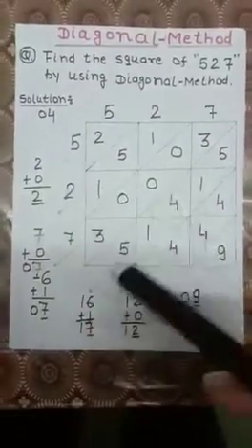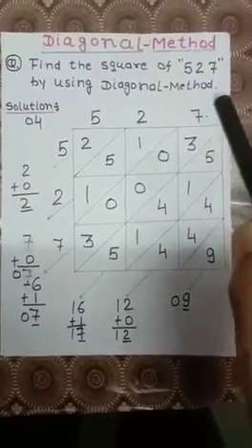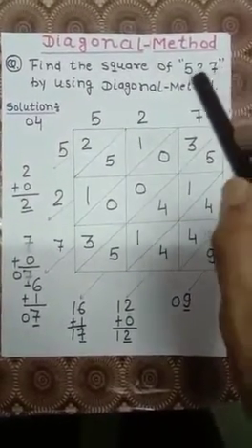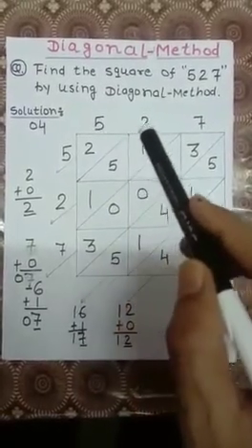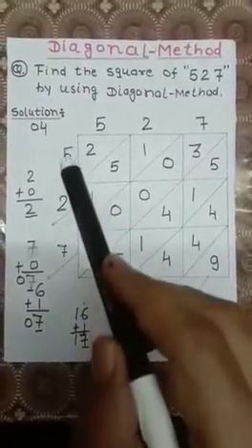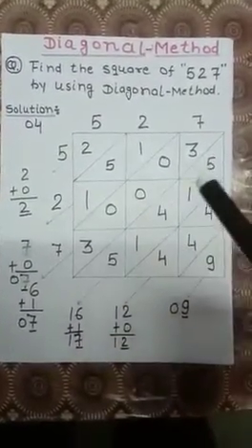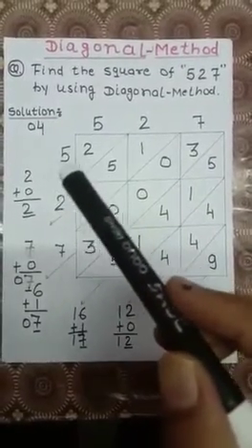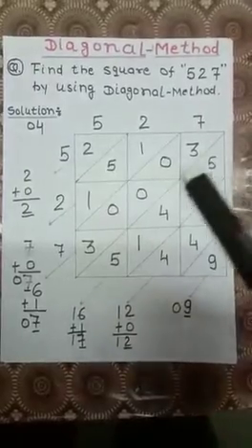Okay, now what you have to do next, you have to write the number whose square is to be found out. The number is 527 here, so you have to write 527 horizontally on the top of the square and also vertically to the left of the square box. Now you have to multiply this 5 by all these three numbers and write the answer in the respective boxes.